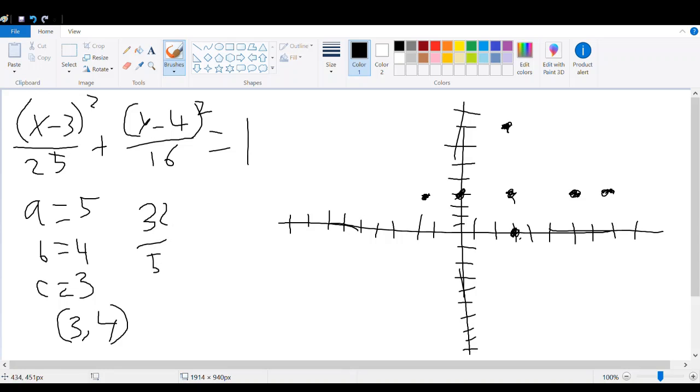Well, I haven't seen that fraction before. That'll be 6.4, or 3.2 on each side. You've seen that before, I promise. It's going to be 1, 2, 3.